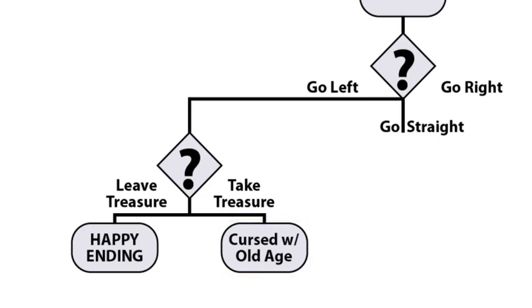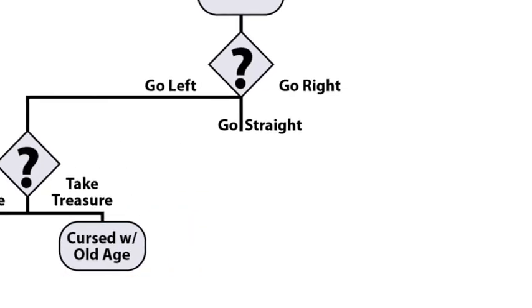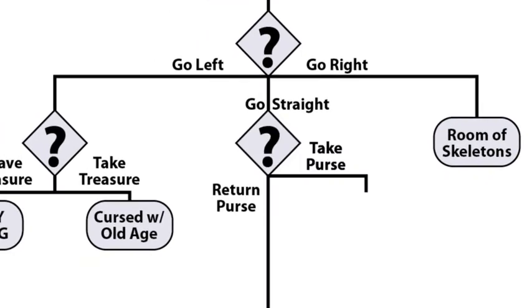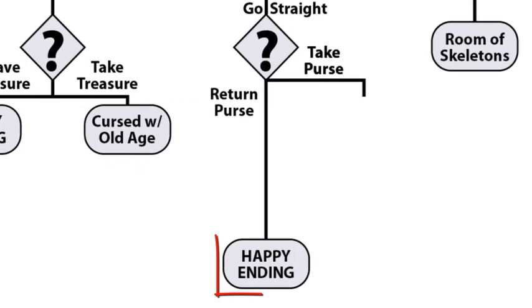Now, what if we went back and instead we had gone to the right? Well, if you go to the right, you find a room of skeletons who have a bone to pick. And actually, since you have so many bones, they decide to pick yours. Well, what happens if we go straight? Well, if we go straight, we're offered another decision. It seems the mummy has left his purse. So what do we do? Do we return the purse, or do we take it? If you return the purse, happy ending. Maybe he'll actually give you a reward.